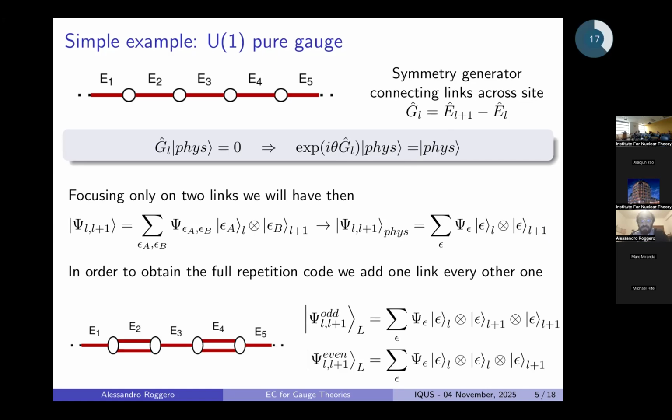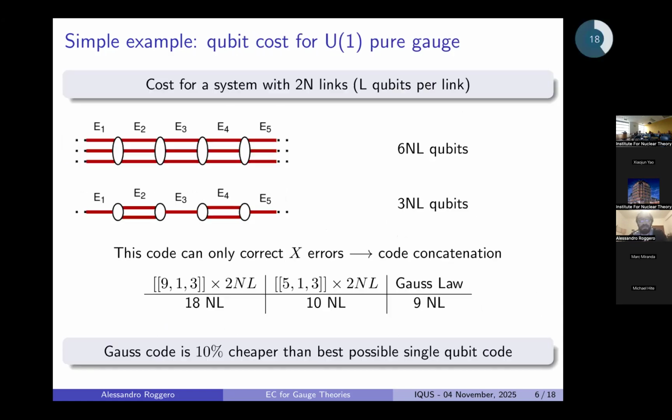Now, if you want to do the full repetition code, the easiest thing to do is to just add one link every other site, so that across any given site, you always have 3 links. Gauss's law is applied to both pairs, which means that in the physical subspace, we always have states which are triple copies of basis states across any given site. So essentially by increasing the dimensionality of the odd links, say, we are turning a pure gauge U1 theory into a repetition code throughout the lattice.